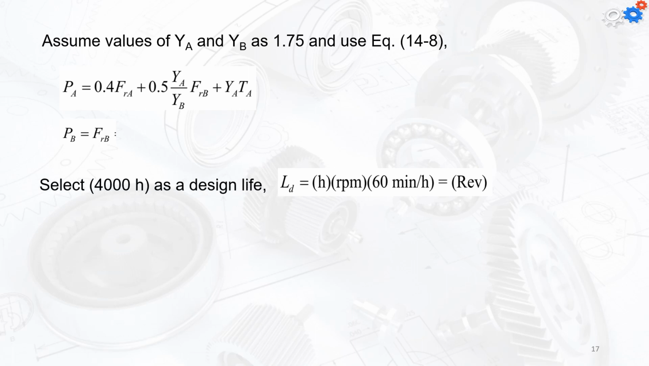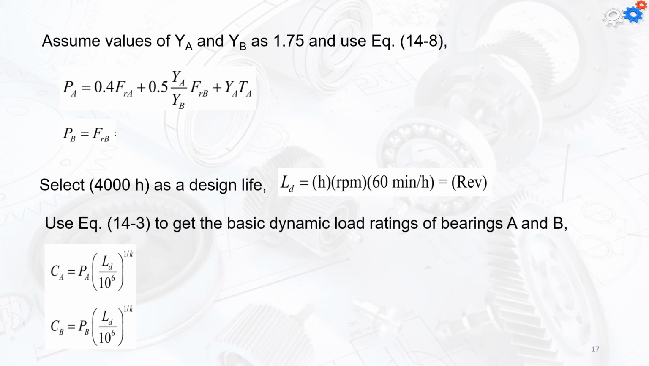Now select 4,000 hours as the design life, and we can calculate the design life by using the equation of the number of hours multiplied by the RPM multiplied by 60 minutes per hour to get how many revolutions this shaft will be running through. Then use equation 14.3 to get the basic dynamic load rating for the bearings A and B.